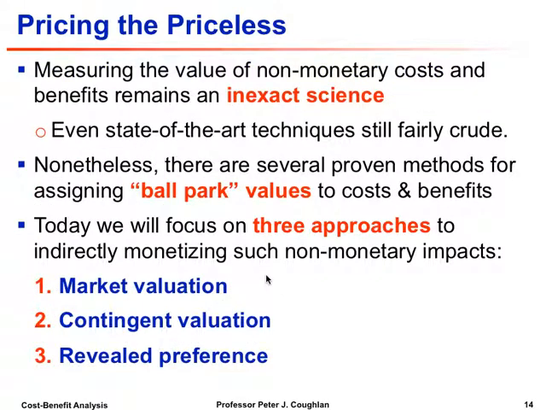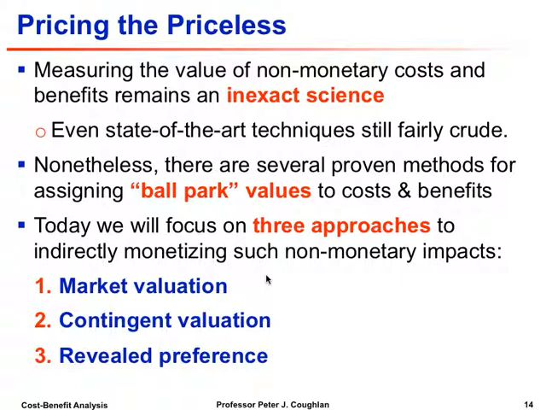So that said, how to measure it is still an inexact science, right? Even some of the state-of-the-art techniques are still fairly crude, right? We have a method, so we can indirectly monetize things. They're sort of estimates, but nonetheless, there are several proven methods for assigning ballpark values to costs and benefits. And you'll see at the end why ballpark is sufficient in some cases, right?